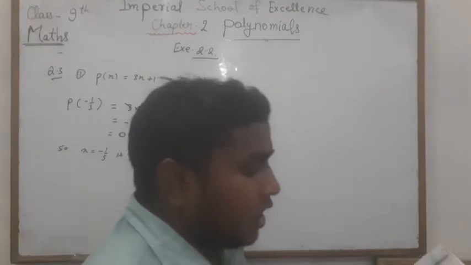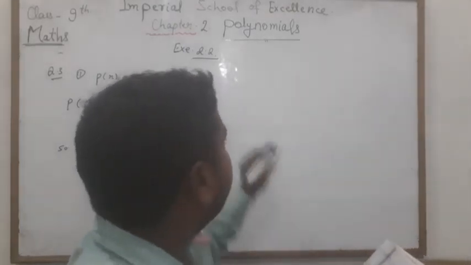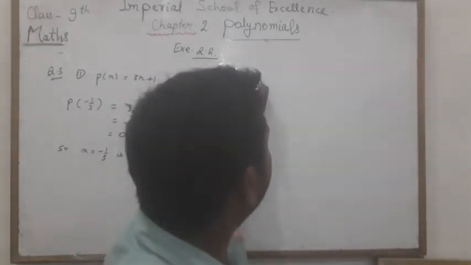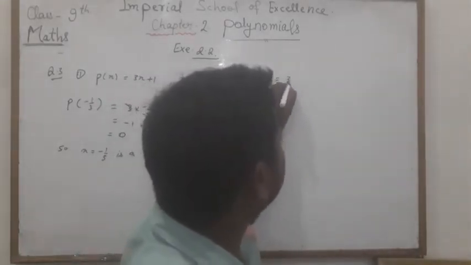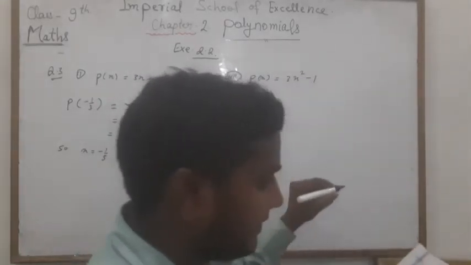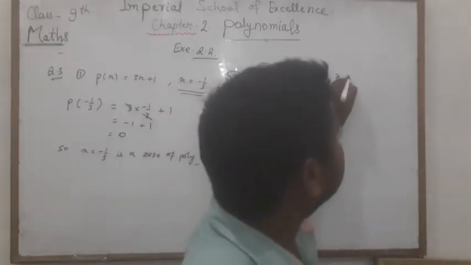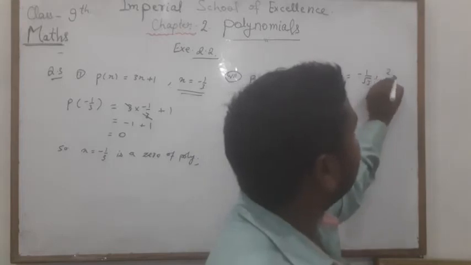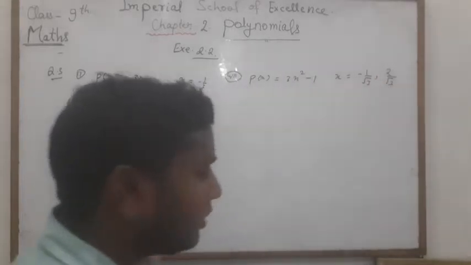See this question. Question number 7. Question number 7 I am doing for you. This polynomial is given p(x) equal to 3x square minus 1, and here x की value, two values are given here, minus 1 upon root 3 and 2 upon root 3.